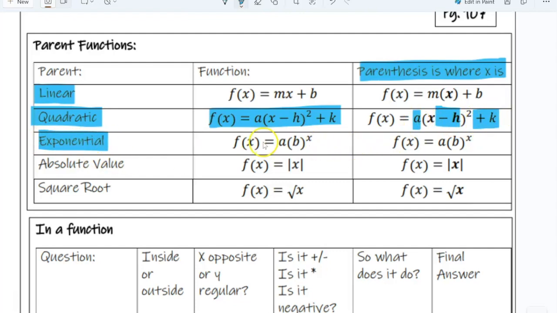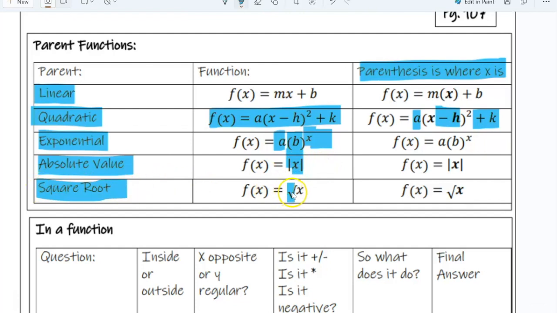Right? If you have an exponential, which is ab^x, the parentheses is right there. So anything inside there is x. Anything outside is y. All right. Absolute value, we've mentioned this before, but we're going to look at it again. The parentheses is a straight line. So anything inside the straight lines is x. Anything outside is y.